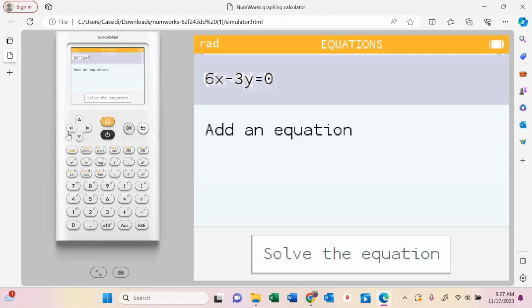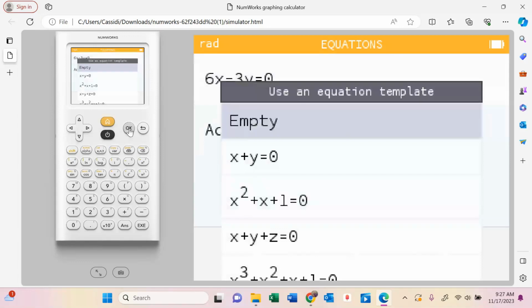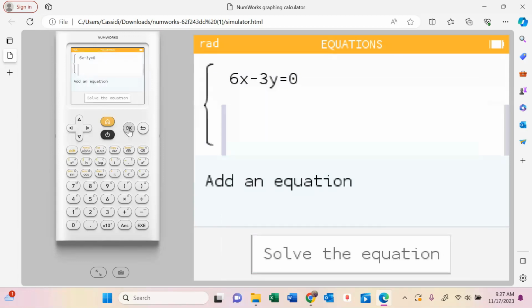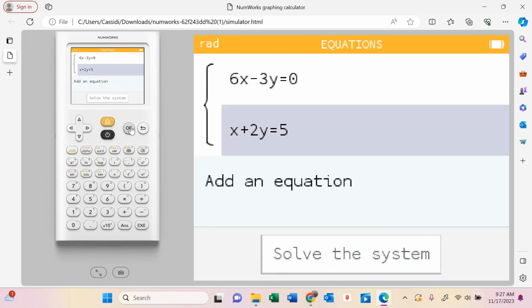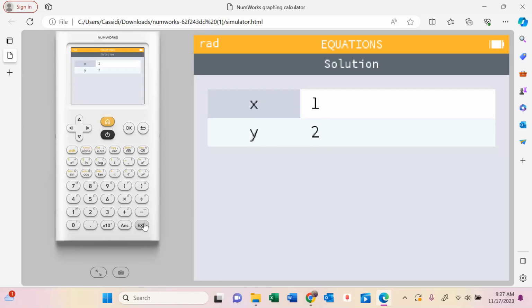And then I'm going to click OK and go down to add another equation and click OK and empty again. So now I'm going to type the second equation. So x plus 2y equals 5. And then I'm going to click OK. So this is my system of equations. And then I can take my pointer and go down to highlight solve the system and click enter. And when I do, I get that my x is 1 and my y is 2.